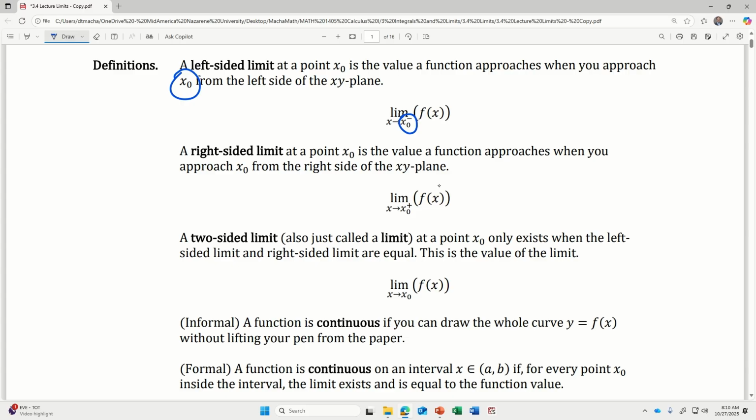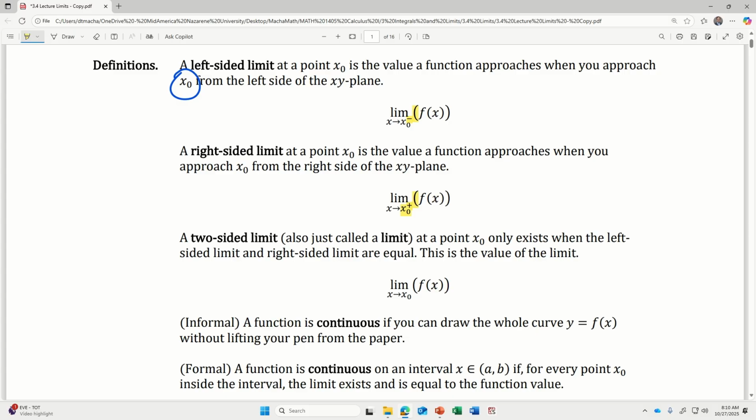A right-sided limit, same thing, but we're approaching from the right. And you notice the only difference between the notation here is right there. For a left-sided limit, we put a little minus sign as a superscript above the limit point. And for a right-sided limit, we put a little plus sign as a superscript above the limit point, because on a number line, all the positive numbers are on the right and all the negative numbers are on the left. So that's left-sided limit, right-sided limit.